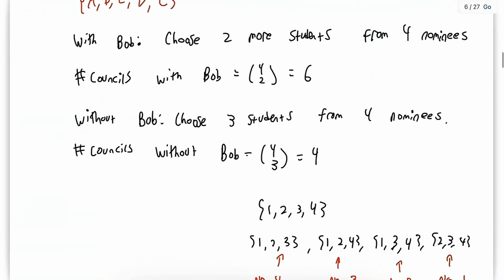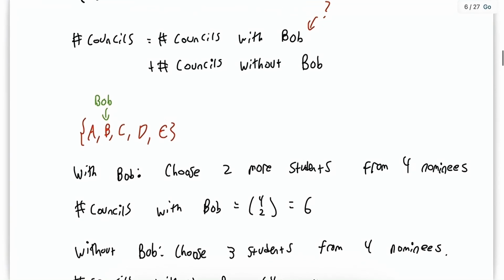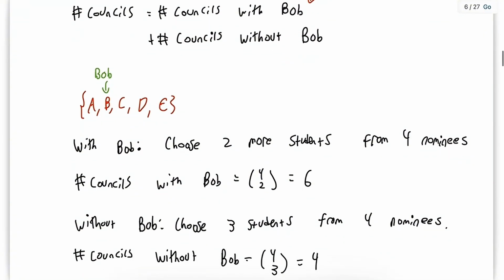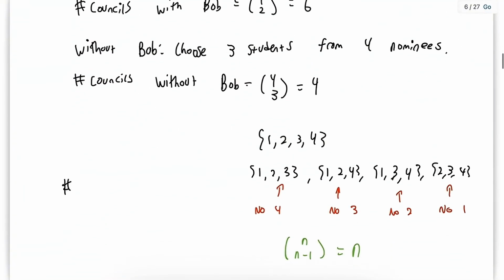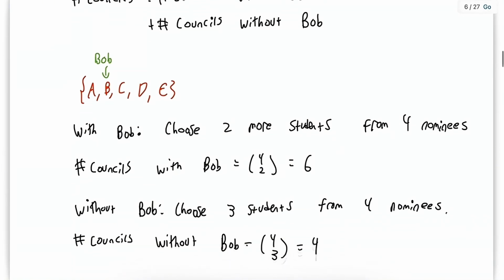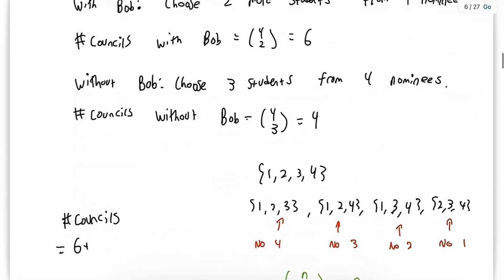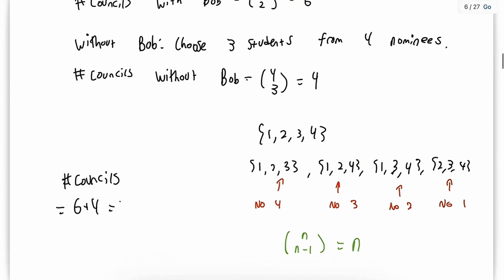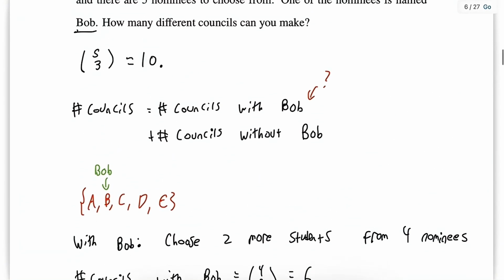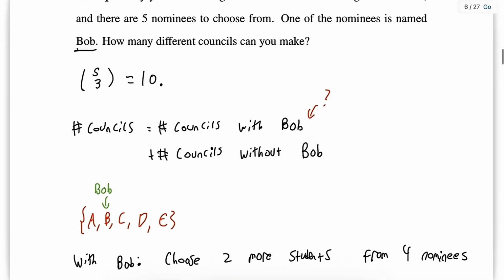Okay, that's a lot of talking. Let's get back to the point. The number of councils with Bob plus the number of councils without Bob. Well, the number of councils with Bob is 6. The number without him is 4, so it's 10, as we expected, right? We did not break anything by analyzing it this way.